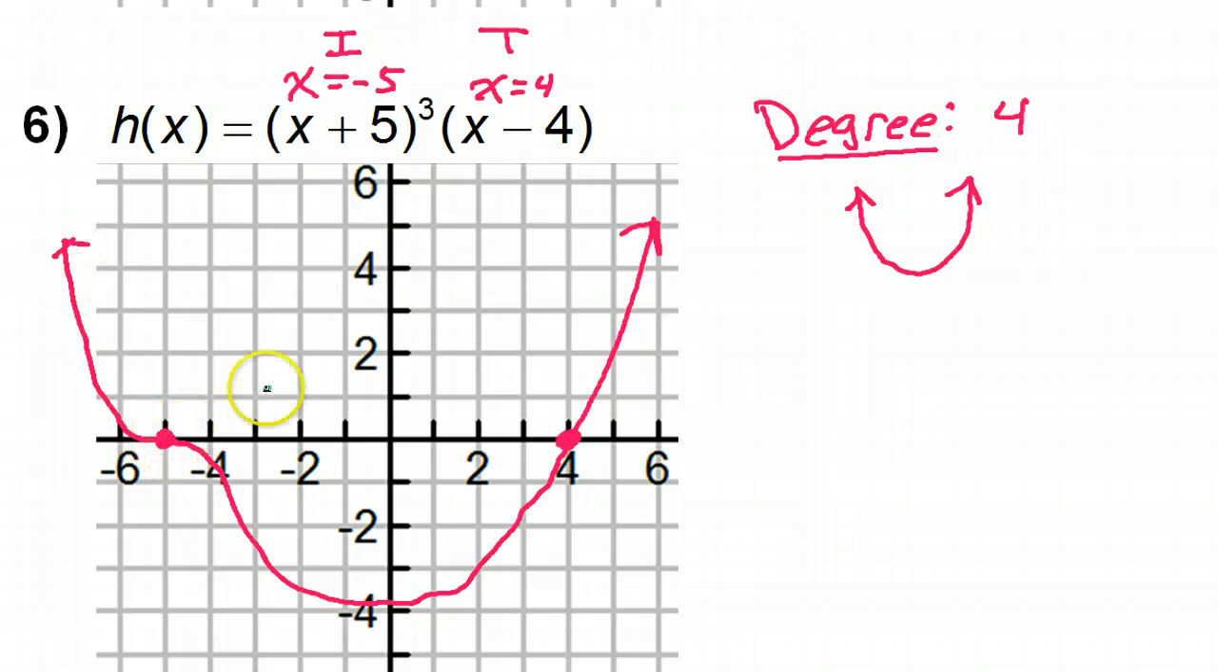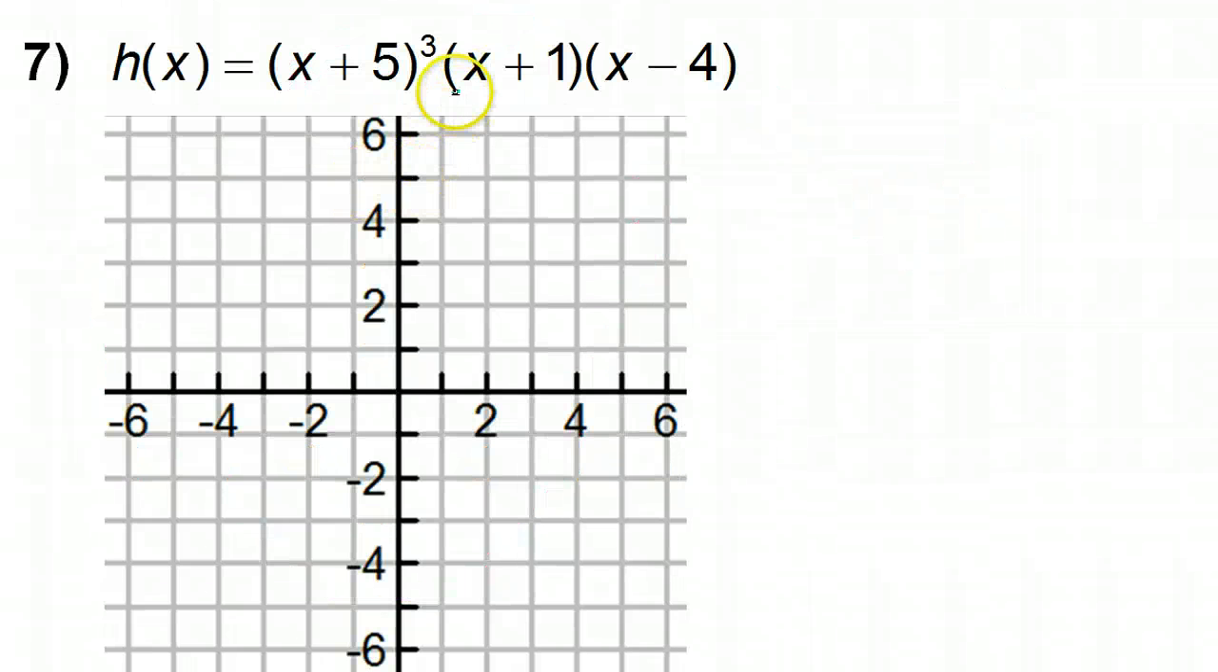So inflection and straight through. Notice the end behavior is what it needs to be. So there's number 6. Okay, number 7.